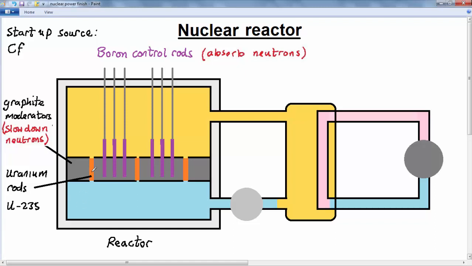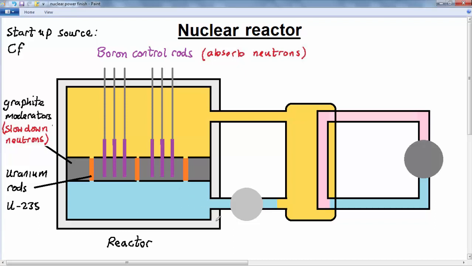Okay, so basically you've got a nuclear fission reaction taking place. The uranium nuclei are splitting, releasing neutrons. These neutrons are slowed down by the graphite moderators and can be completely absorbed by the boron control rods, so that the nuclear fission reaction doesn't get out of control. What we want from this nuclear reaction is energy. Okay, that's the whole reason why we've got the nuclear reactor. And this energy is going to be used to produce electricity.